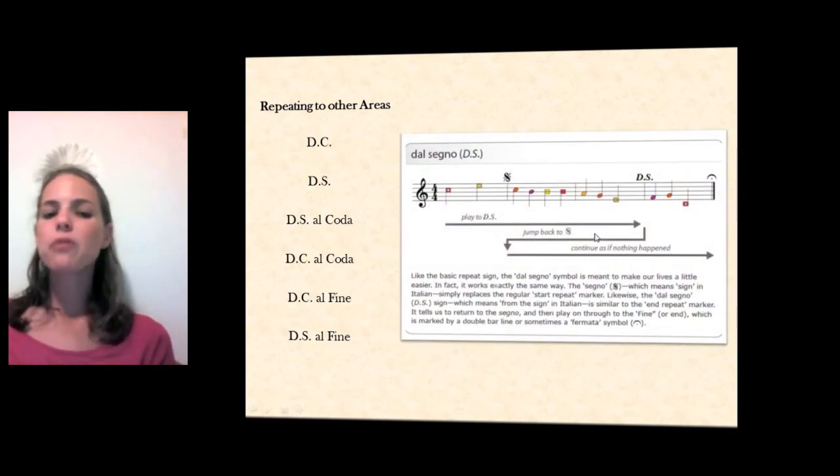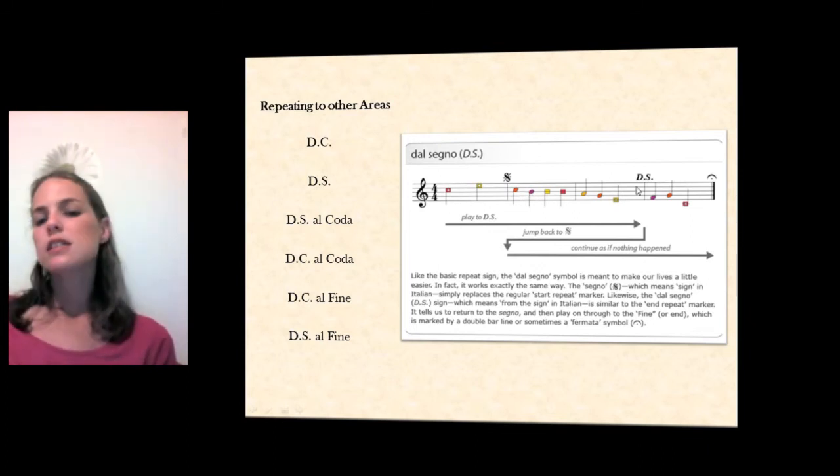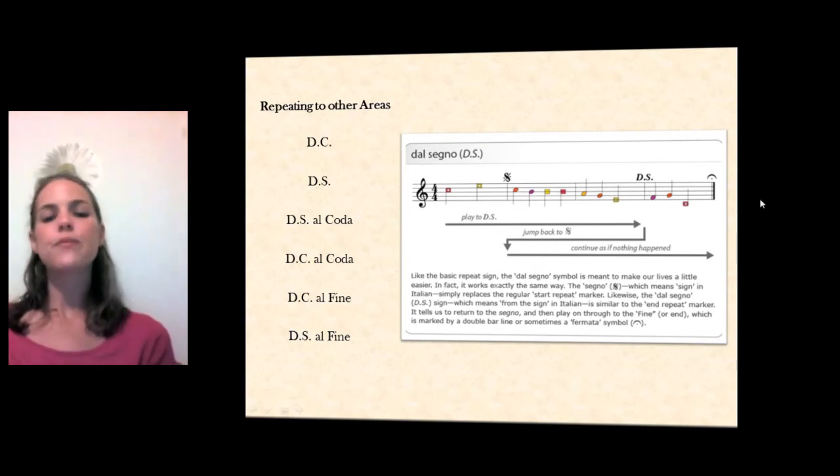Dal segno means the sign. So when you look for that, you're going to notice this sign here, and at the end it says DS. So you're going to be playing through. Take note of that. Don't do it yet, but take note of it. See dal segno, go back to the sign, and play to the end.